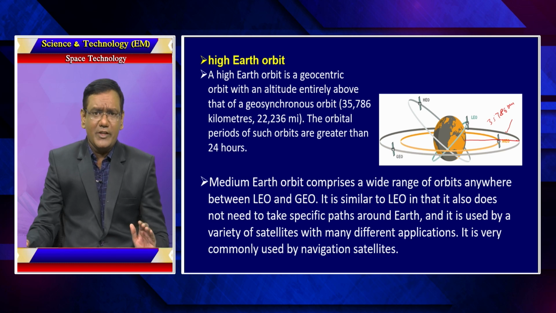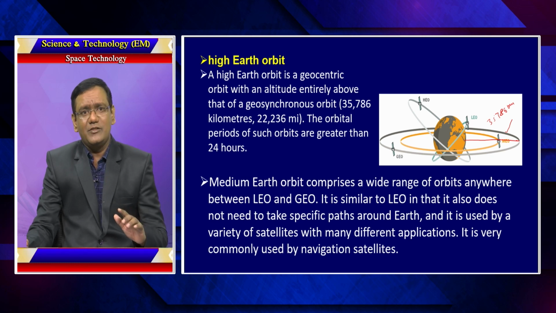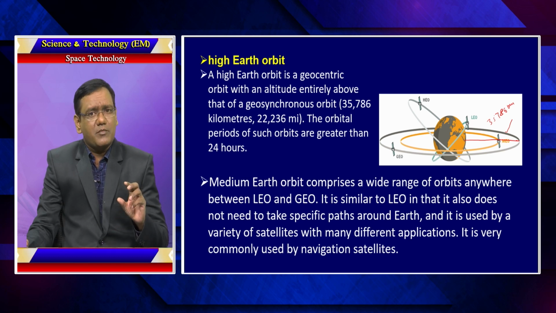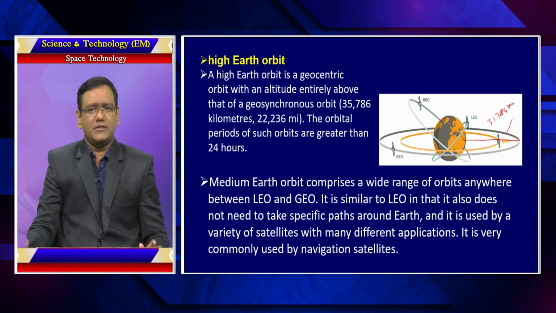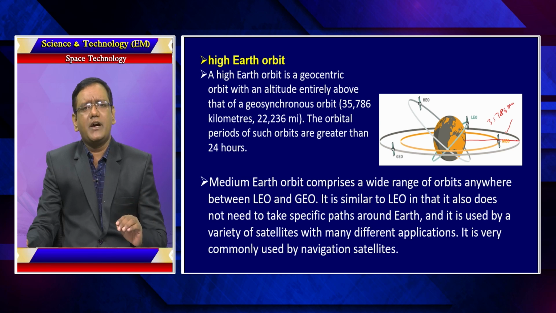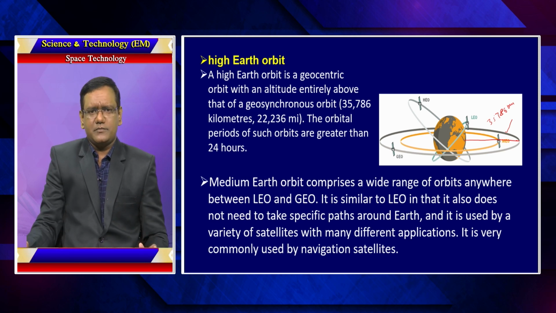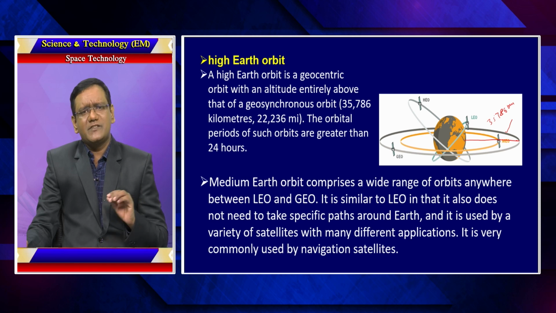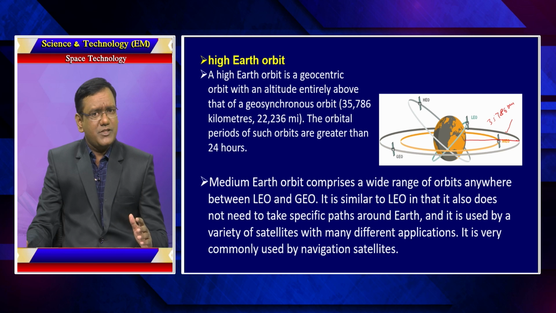It is similar to LEO in that it also doesn't need to take specific paths around the Earth, and it is used by a variety of satellites with many different applications. It is very commonly used by navigation satellites. If we want to use a satellite for helping navigation, whether for ships or aeroplanes, we will be using this medium Earth orbit.